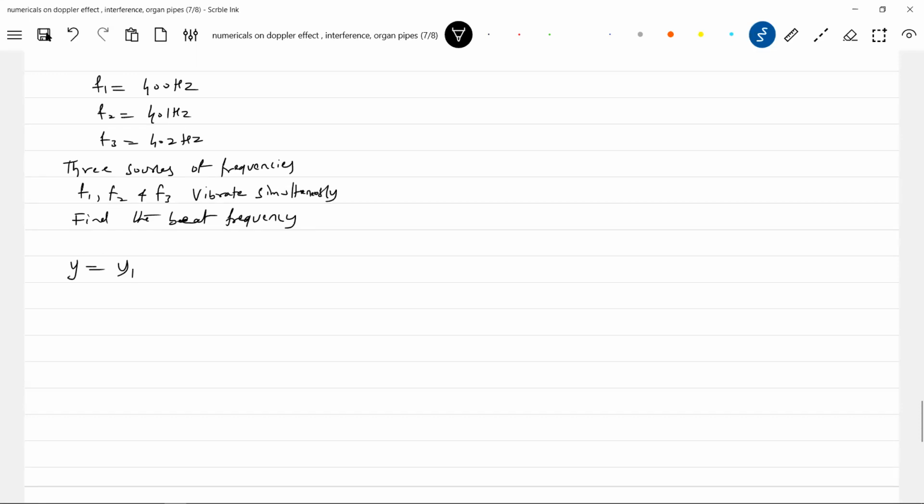Y is equal to the superposition, Y1 plus Y2 plus Y3. What is Y1? A sine 2 pi F1 t. Let them undergo superposition at x equals 0. Omega 1 you can write as 2 pi F1, omega 2 as 2 pi F2, and omega 3 as 2 pi F3.